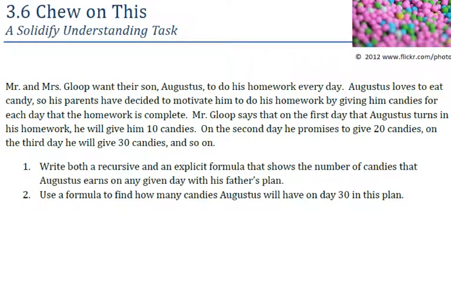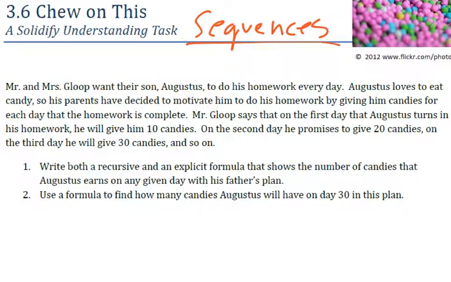3.6, chew on this to solidify understanding task. Okay, so we're still dealing with our different kinds of sequences, right? Our patterns. So let's take a look at these first two questions.